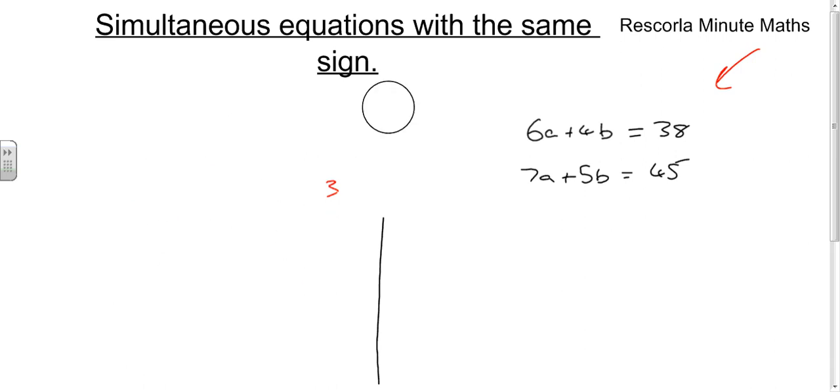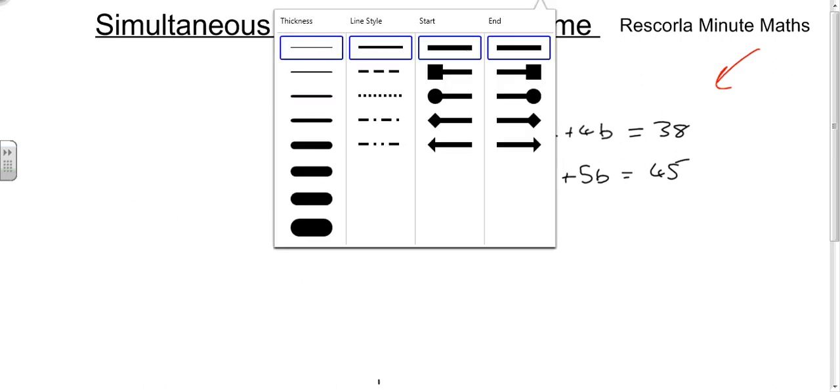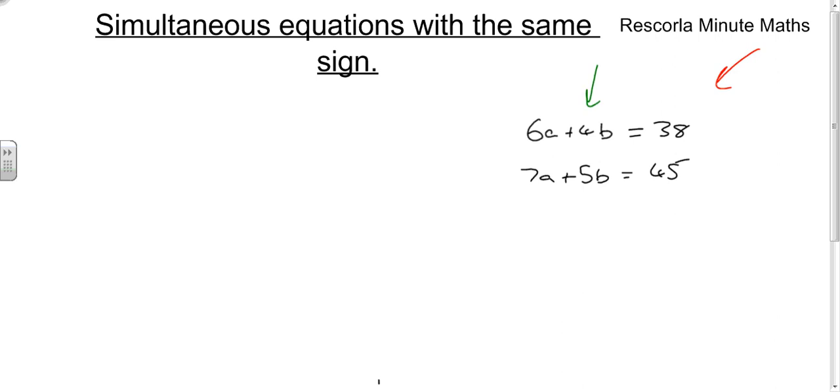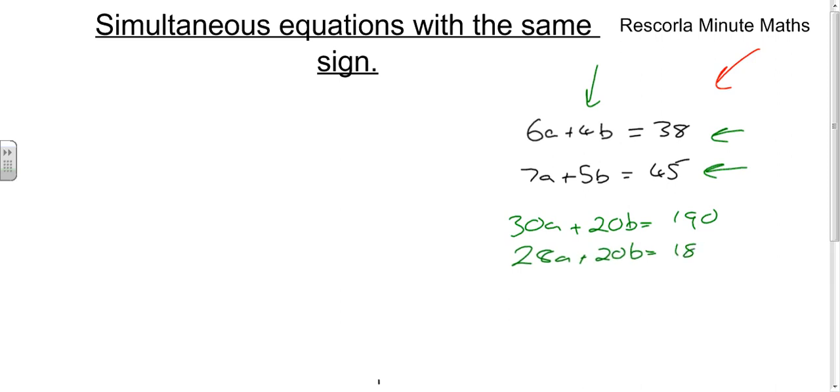If you've done that, then what you've got to do is make the second letter the same. So I want to make them both 20b. So I'm going to need to multiply this one by 5. So that's going to be 30a plus 20b equals 190. I then need to multiply this one by 4. So if I multiply that one by 4, I'm going to get 28a plus 20b. 45 times 4 is 180.